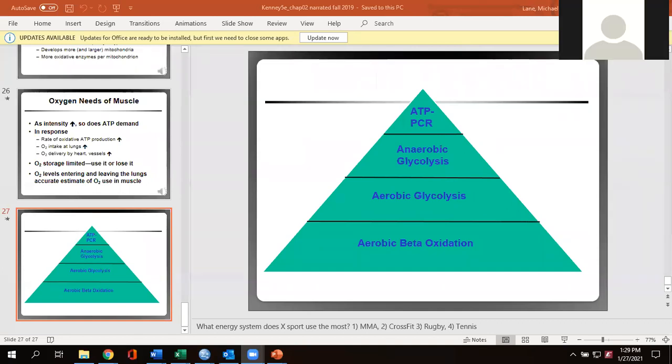Could you just go over what each one would be used for again, like the ATP-PCR, like which? Yeah, and maybe an example of which exercise, I guess, or like the times. Think of it as the time and the intensity. Okay, yeah.